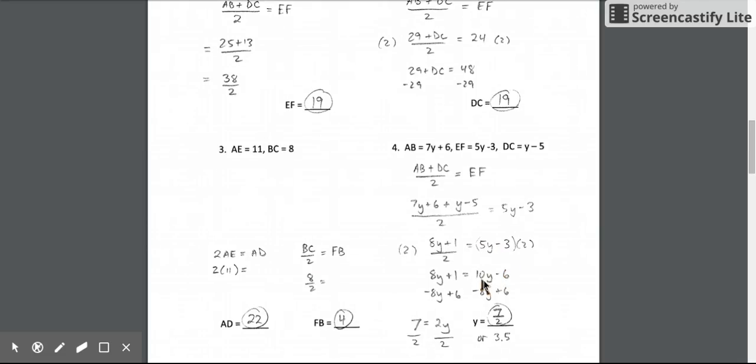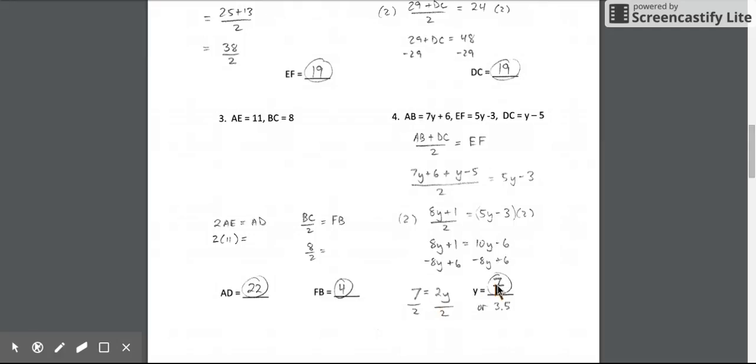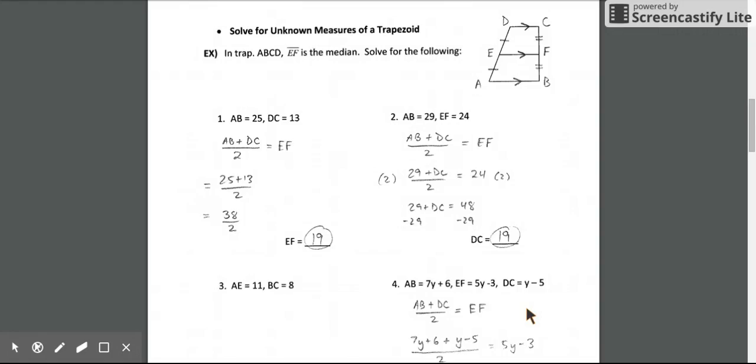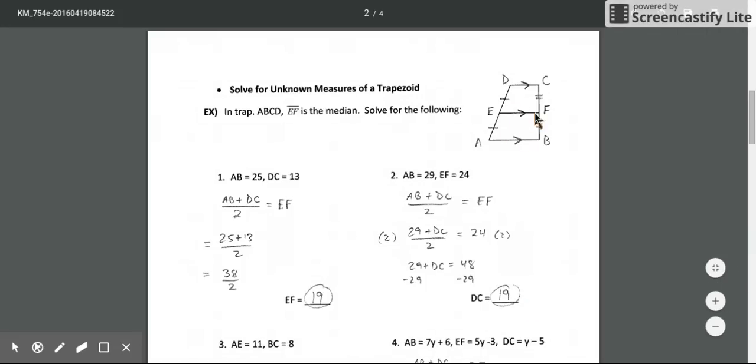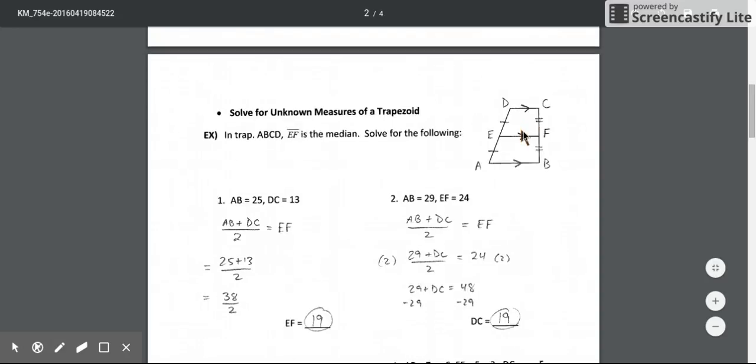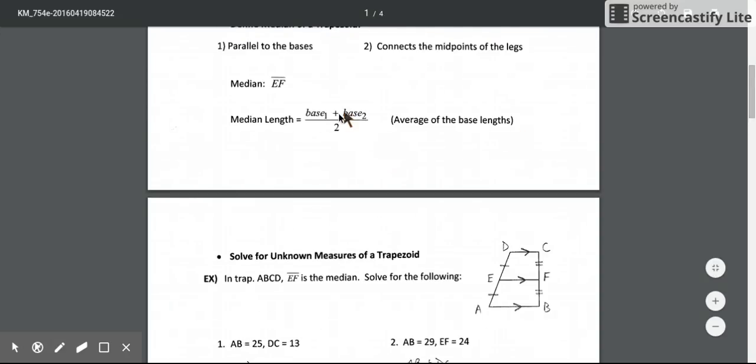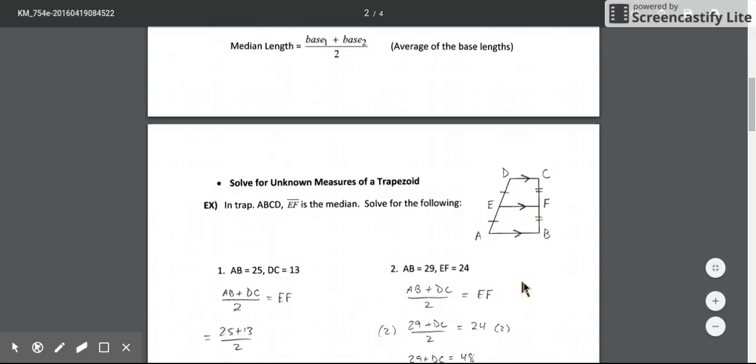Let's get our y's on the same side, hopefully get a positive y. So let's subtract 8y from both sides, which means that we're going to have to add 6 to both sides. So we get 2y equals 7, and we can solve for y by dividing by 2 and get 7 halves, or 3.5. So use your properties: the median property, which says that it connects your midpoints, or the median length equation to help you solve for base lengths or median lengths.